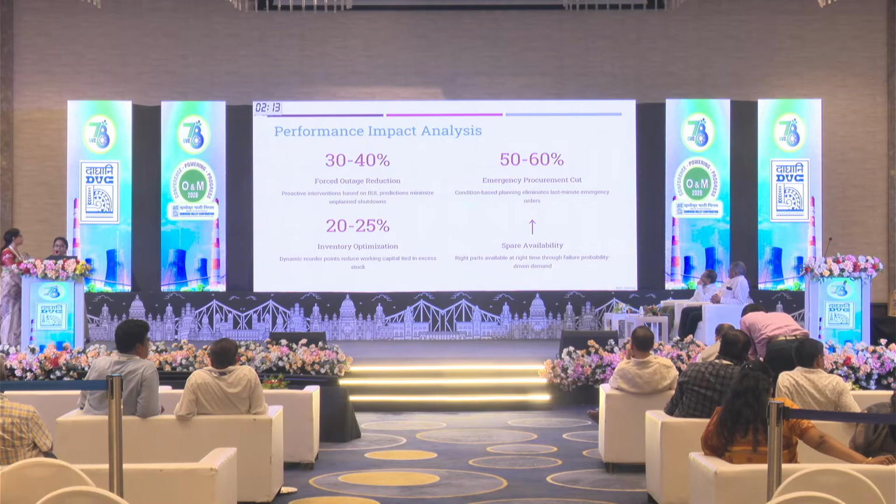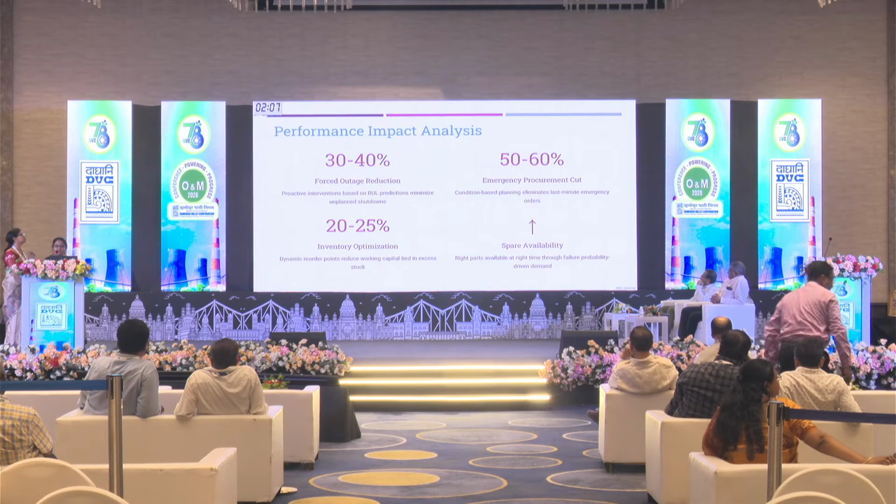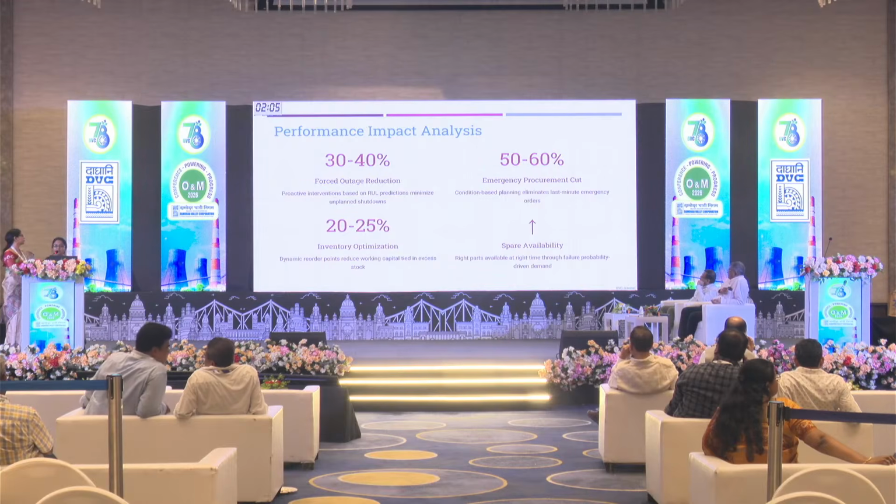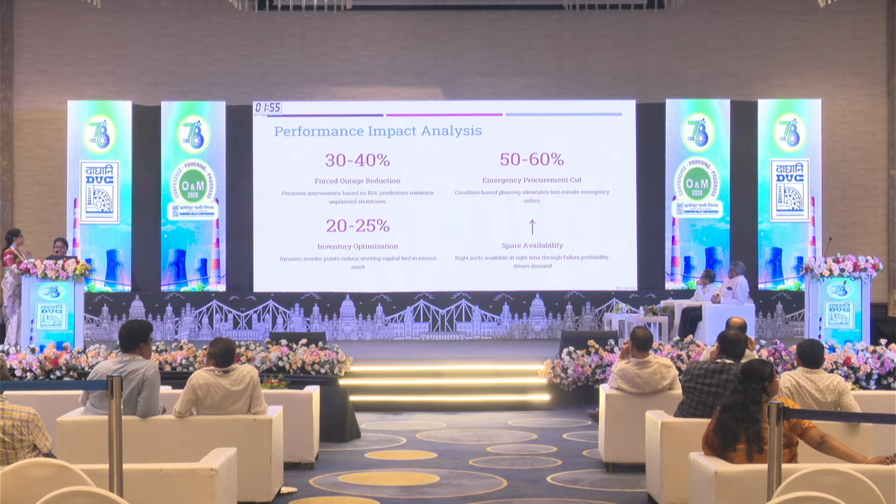So we have simulated our total system in Python, and we have found a forced outage reduction of 30 to 40%. Our emergency procurement has been cut by 50 to 60% because we have condition-based planning, and our inventory is optimized by 20 to 25%, and the spare availability has obviously increased.